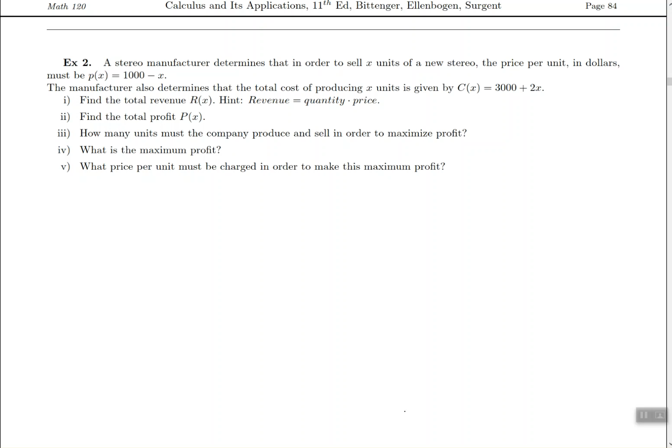Okay, before you start watching this video, take a minute to read the problem. So pause the video, read the problem, and see if you can solve some of these parts on your own, and then continue. Okay, so hopefully you did.